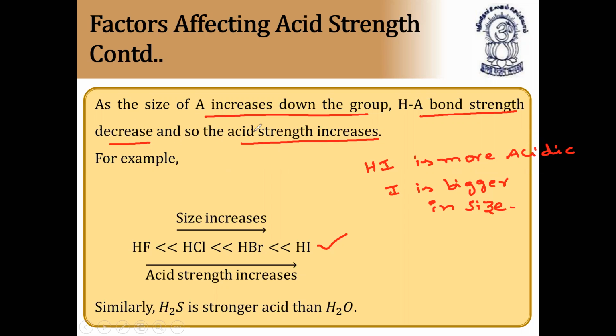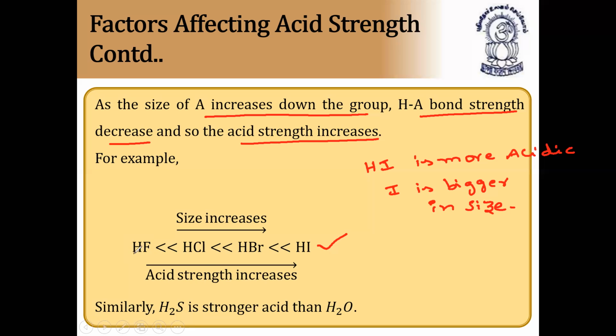So as the size of A, what is A here? A position means iodine. The size increases down the group. You know, the size of fluorine is less than chlorine, chlorine is far less than bromine, bromine is far less than iodine. So iodine is more acidic in this group. Next is hydrogen bromide. Next is hydrogen chloride. Next is HF.